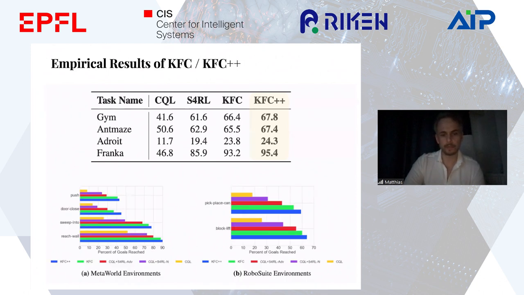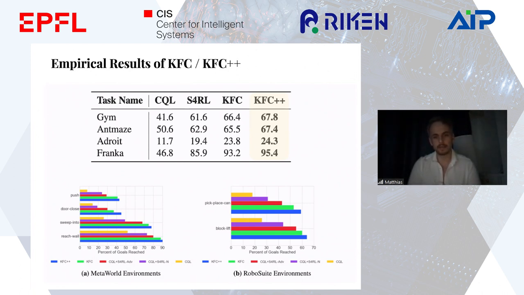For the Meta-World and the Robosuite environments, however, we only take very specific tasks, which I list here. For the Meta-World environments, we tested on push, door close, sweep into, and reach wall. And for Robosuite, the pick place can and the block lift. So only two, in fact, where the robotic arm has to do two different tasks.